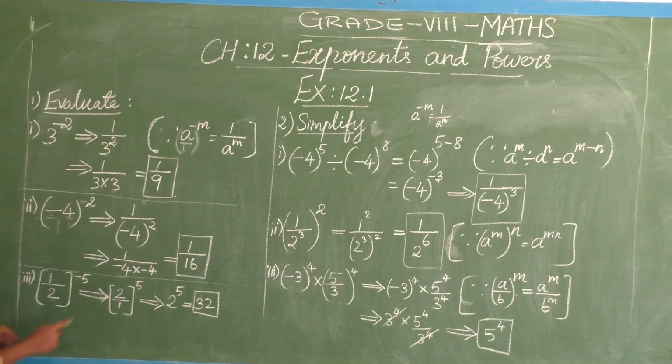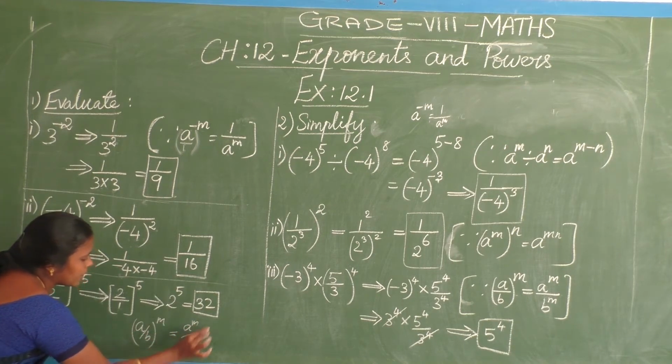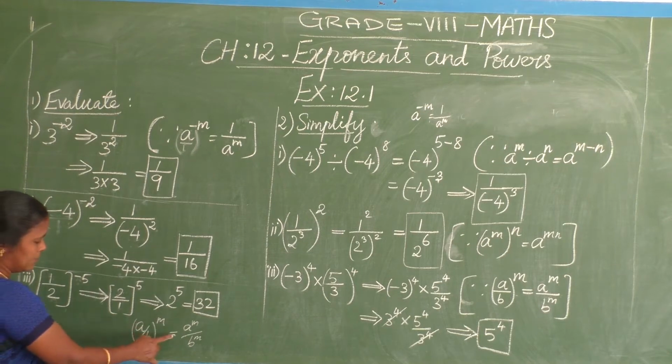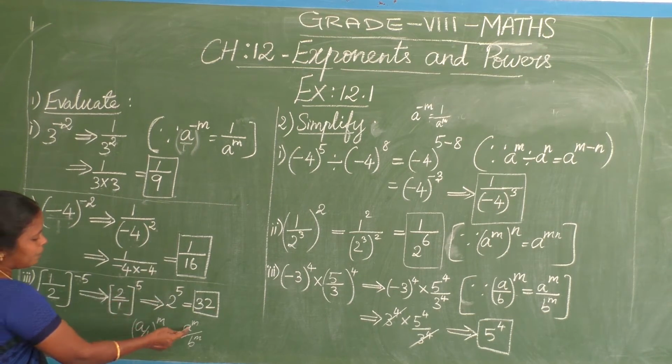If you reciprocal, what comes? 2 by 1. At the time the power becomes plus, negative becomes positive. Okay, 1 by 2 the whole power minus 5 can be written as 2 by 1 the whole power plus 5. Understood? Okay, here again we can write, fifth law we have seen, no? A by B the whole power M. What law we used here? A by B the whole power M is equal to A power M divided by B power M. Fifth law. That common power you can take inside for numerator, denominator separately. Clear?